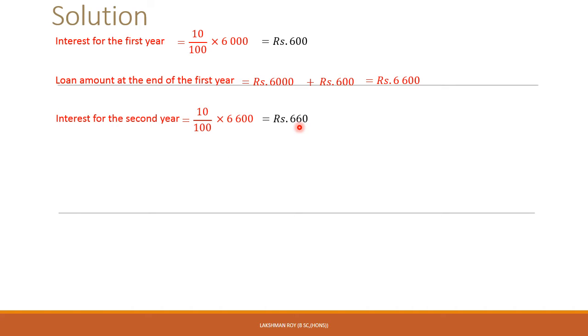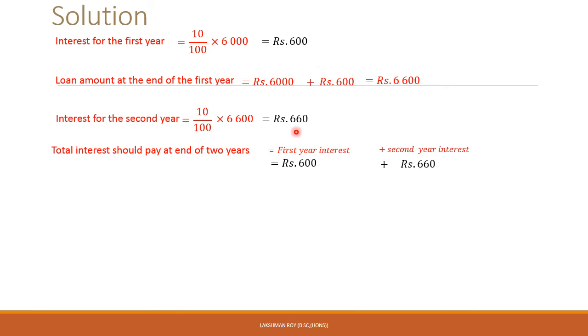Then what is the total interest you have to pay at the end of 2 years? That means the interest of the first year and the interest of the second year, addition of these two, right? So you can see here, interest for first year is 600, interest for second year is 660. If you add those two, then you get the total interest to pay at the end of the 2 years. So that amount you get is 1,200 rupees. So that is the total interest you have to pay using the compound interest method.